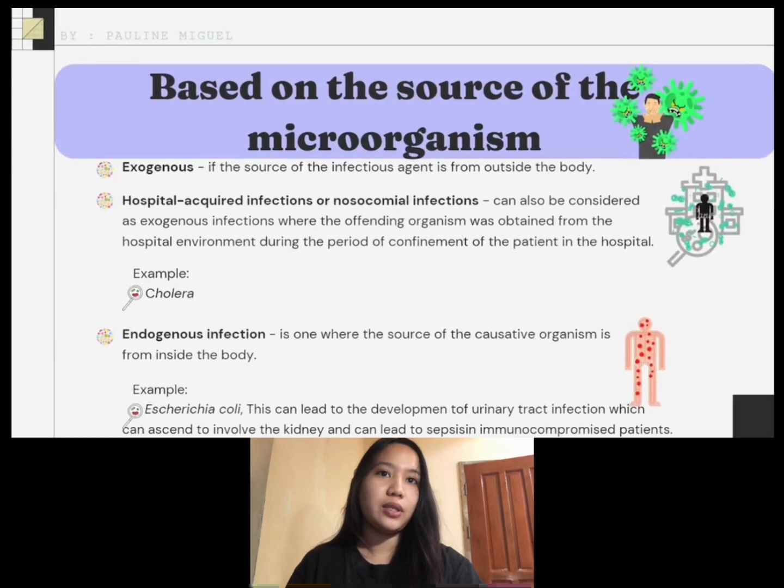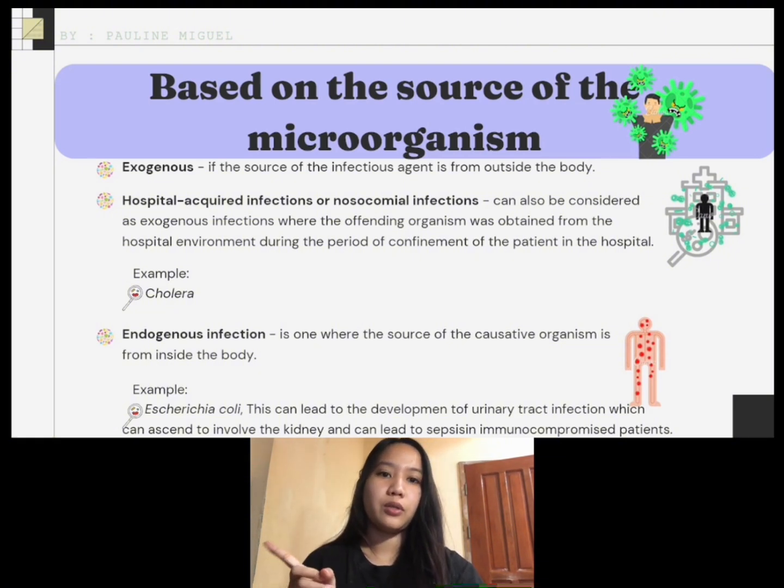So when we say exogenous, the source of the infectious agent is from outside of the body. So ito yung nakukuha natin sa labas ng ating katawan. Tapos, hospital-acquired infection or nosocomial infection can also be considered as exogenous infection, where the offending organism was obtained from the hospital environment during the period of confinement of a patient in the hospital. So example of this is the cholera. Or another example is like yung colds, since yung source niya is sa labas ng body natin.